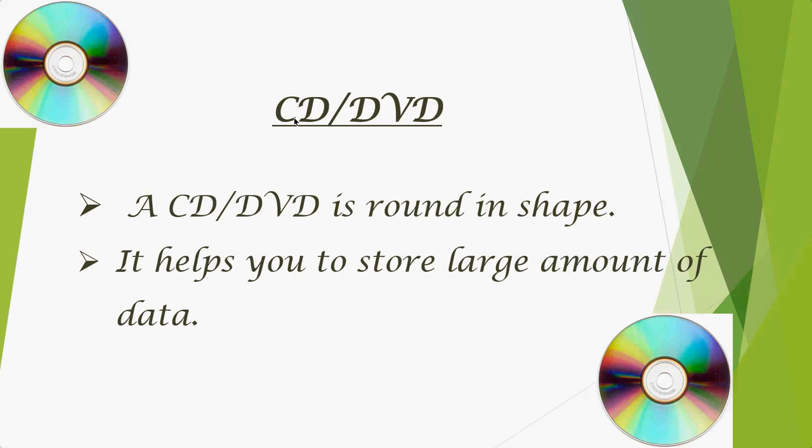Okay, so the CD or the DVD is round in shape. What is the shape of the device? Round in shape. If you take a hard disk, it looks like a rectangular box. But if you take the shape of the CD or DVD, it is round. It can also store large amounts of data, but not as much as a hard disk.